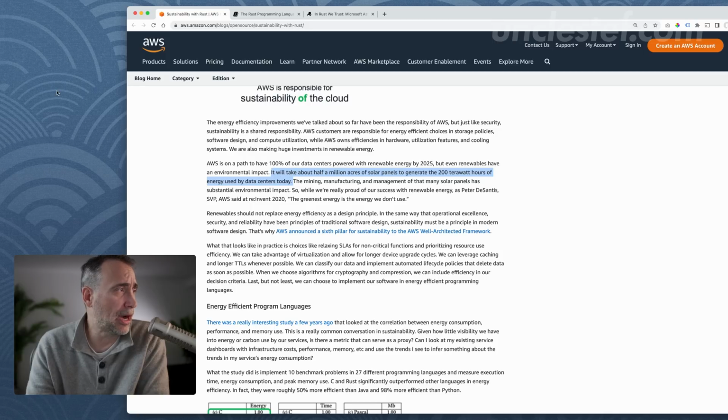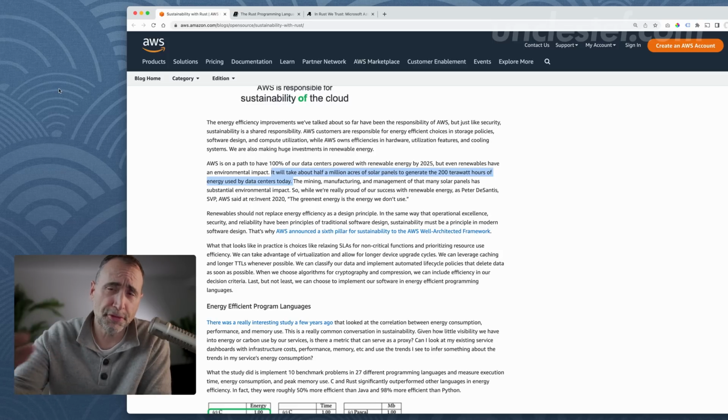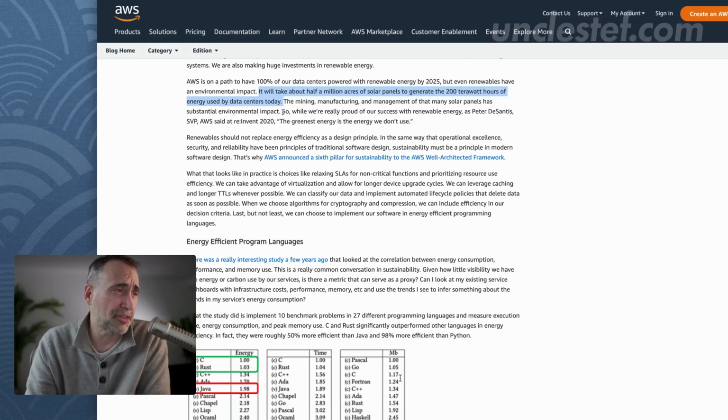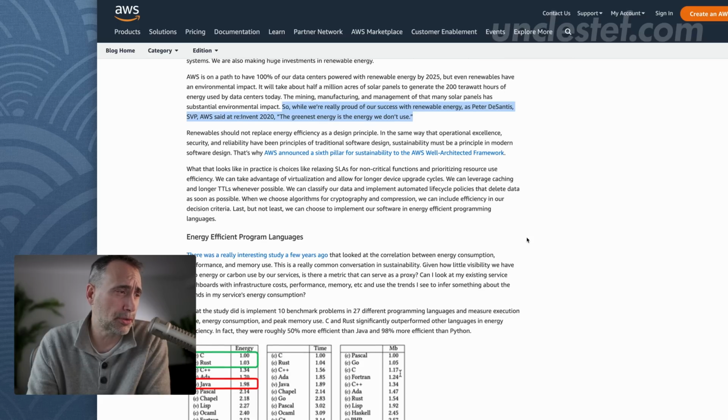centers today. Now, you also have to consider that you've got to build all these solar panels, which lose efficiency over time, and you've got to build all these batteries. So I don't know if they consider the cost or the production of all this stuff. This guy makes a good statement here. So while we were really proud of our success with renewable energies, as Peter DeSantis at AWS says, the greenest energy is energy we don't use.